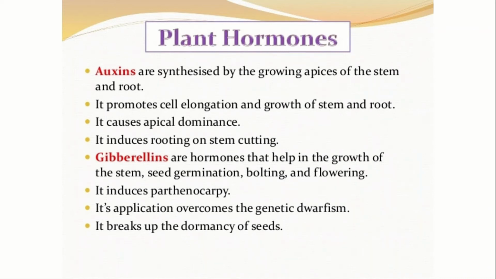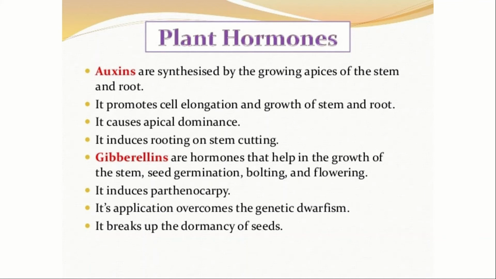Auxins. Auxins are synthesized by the growing apices of a stem and root, the growing parts of a stem and root. They promote cell elongation, that is the lengthening of the cell, and growth of stem and root. They cause apical dominance, that is the tip of a plant will grow and be the dominant part. They induce rooting on stem cuttings. That is, if we cut the stem, it will still grow roots.